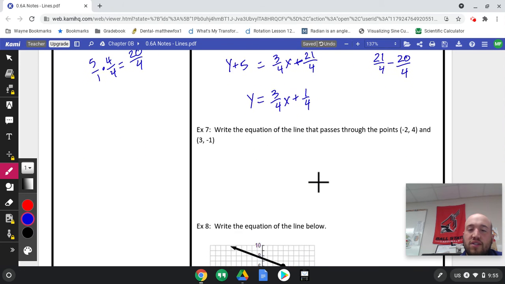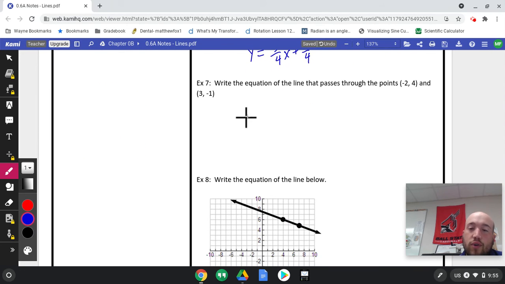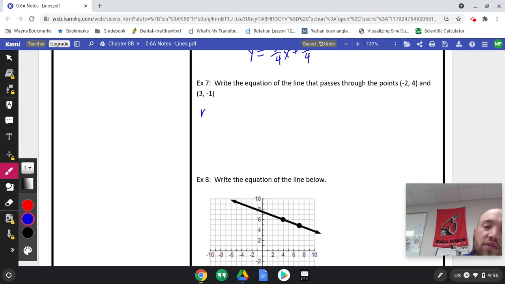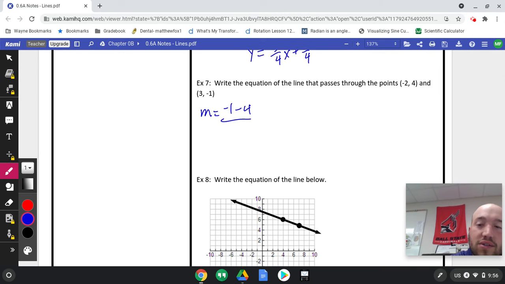Moving right along, number 7 here. Now this time we just have 2 points. But if we have 2 points, hopefully you remember from the front, we have the ability to find the slope. So using our formula from the front, we can do y2 minus y1, so negative 1 minus 4, all over x2 minus x1, so 3 minus negative 2. We'll get negative 5/5, which reduces to negative 1.